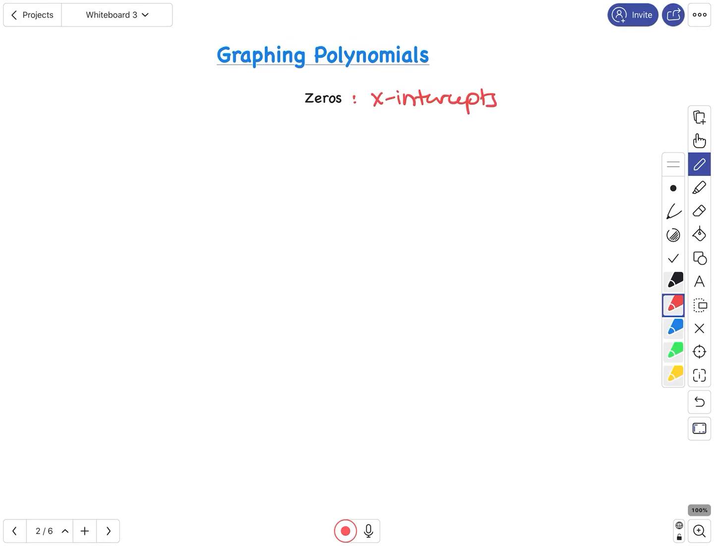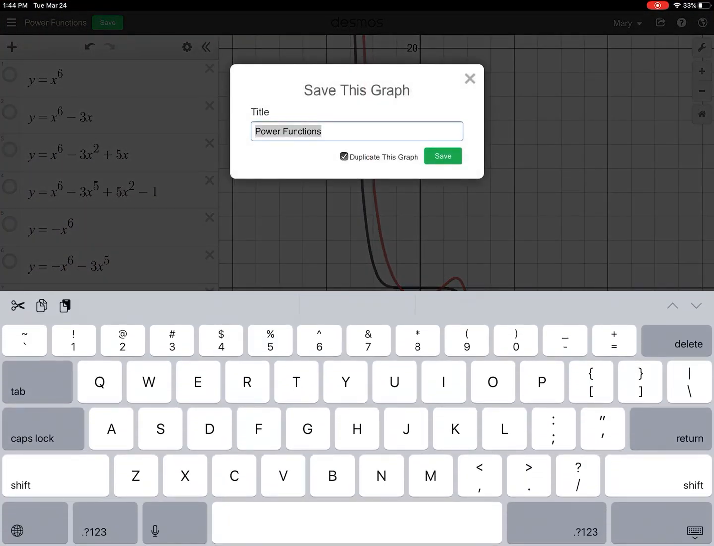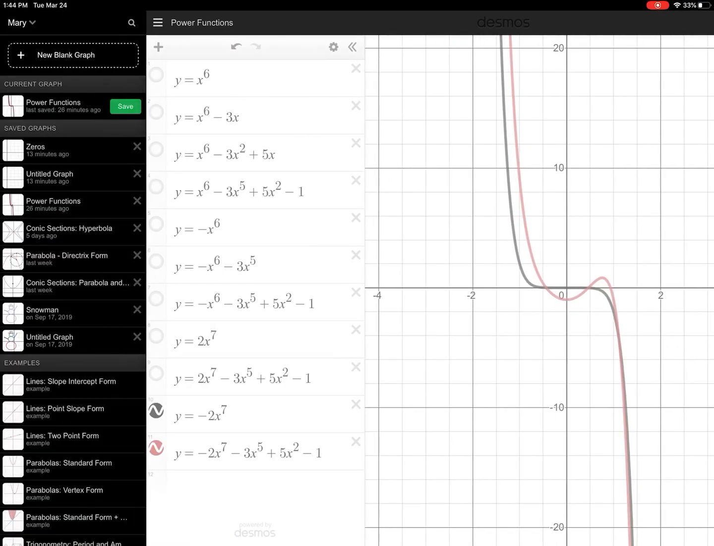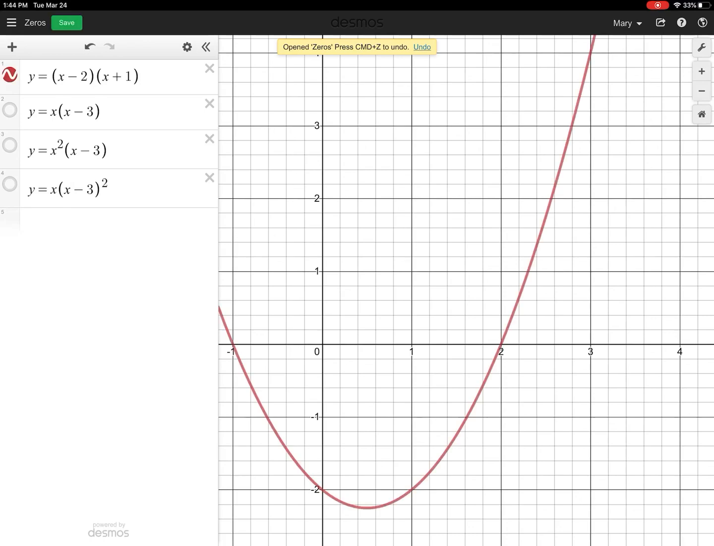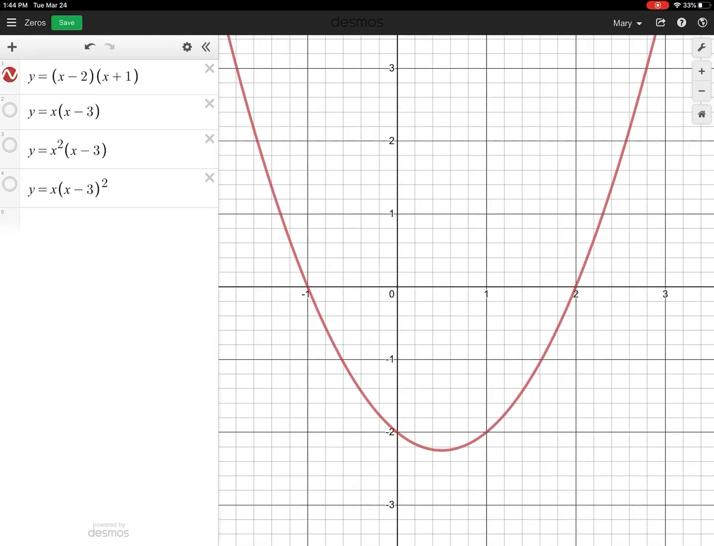So, for example, let me show you again on Desmos. Let's say that we were looking at the following function. I'm going to graph here x minus 2 times x plus 1. And what I want you to pay attention to are the x-intercepts of that red graph. The x-intercepts of that red graph are -1 from the x plus 1 and +2 from the x minus 2. Those are the x values that make the y equal to 0. That's why we call them zeros. They make your y values equal to 0. They're your x-intercepts.